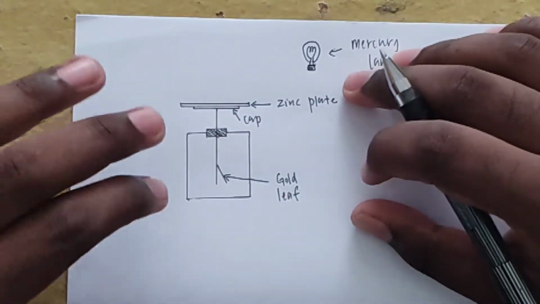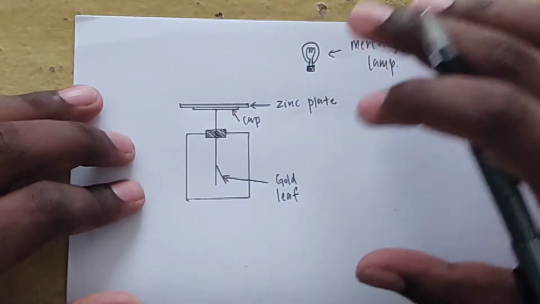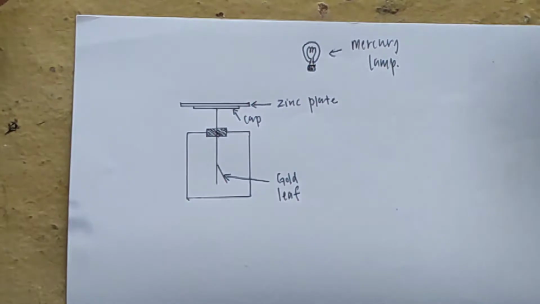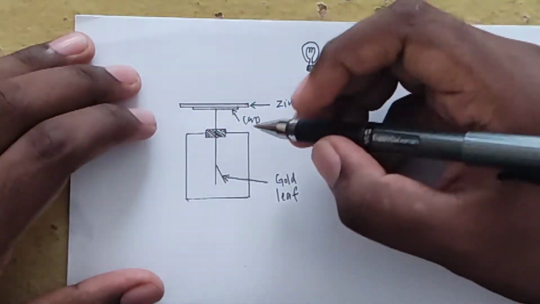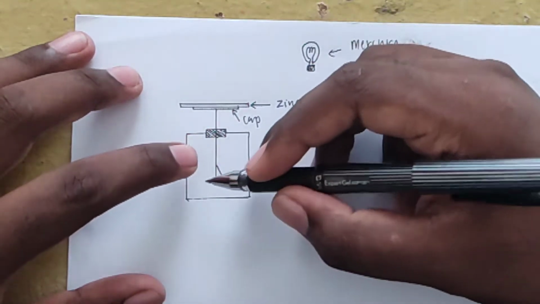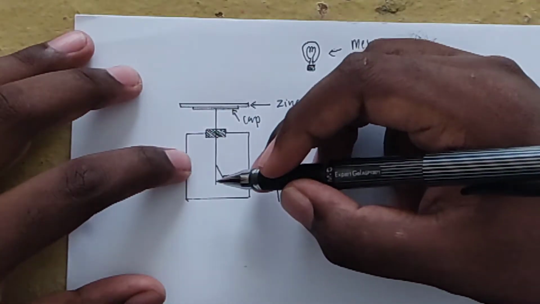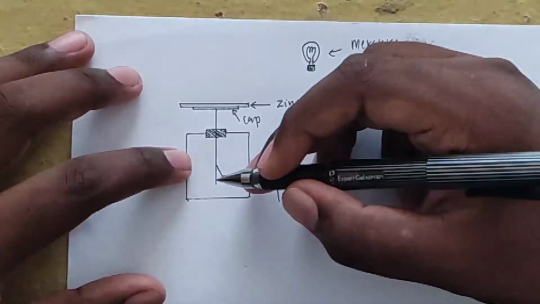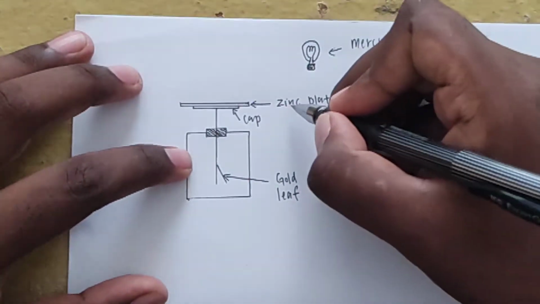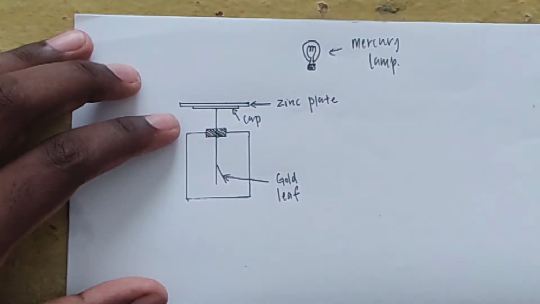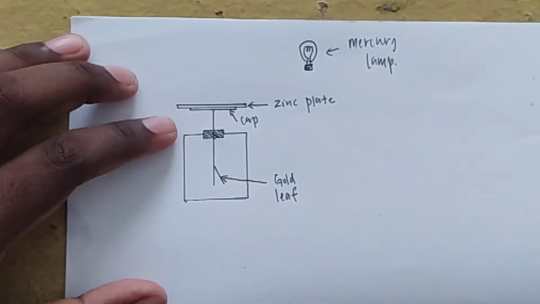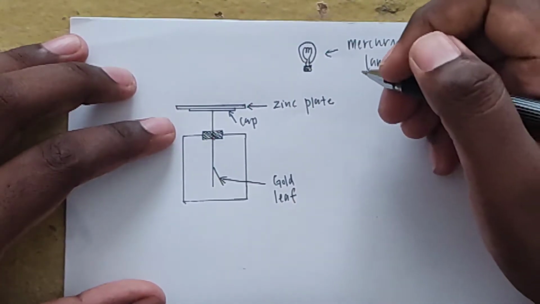Okay, so this is a setup. We have a glass jar with a gold leaf in it. You know this gold leaf which deflects? We have that, and we have a zinc plate. And this has to be a pure zinc plate. We don't want an alloy or something. And we also have a mercury lamp.